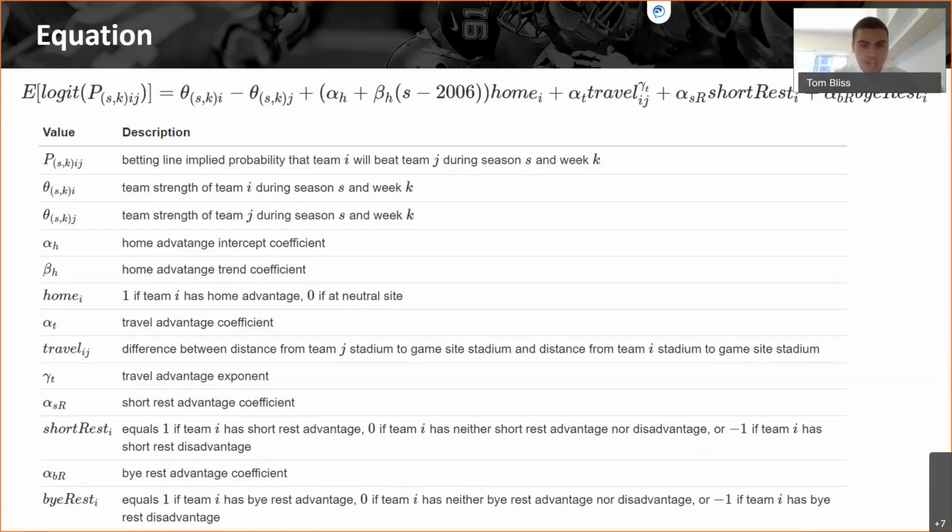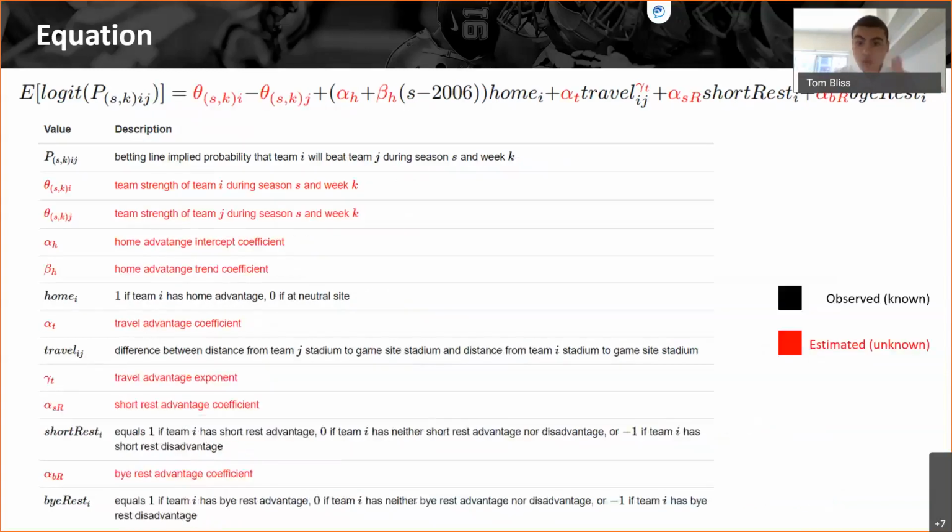So what I have here is an equation, a bunch of definitions. I'm going to highlight what is observed and what is estimated, what we already know from the schedule and what we're trying to figure out. So the red is estimated. The red is our quantities we're going to learn from our model. The black is stuff that we already know because we have the schedule or the betting line data for our dependent variable. So I'm going to go through and explain each of these sets of terms one by one. I don't want to get too into the weeds of this. I feel the results will probably be a little bit interesting, but I also want to make sure everybody understands how we got them.